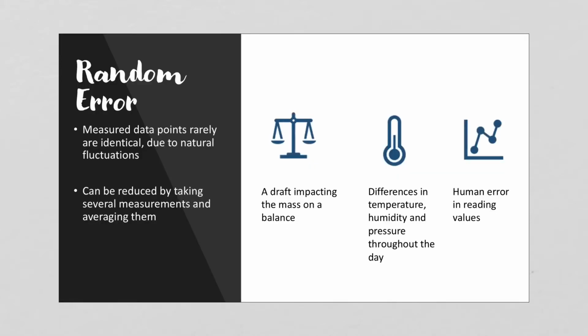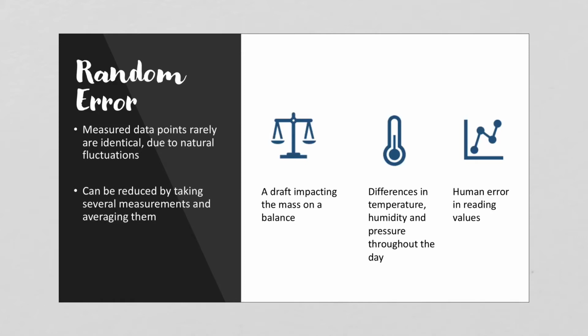So there are two different types of error. One of them is called random error and one of them is called systematic error. So we'll take a look at random error first. So random error is when you have slight fluctuations in the room or in your ability to read the scale and so on. So they're rarely identical, even if you're measuring the same thing.